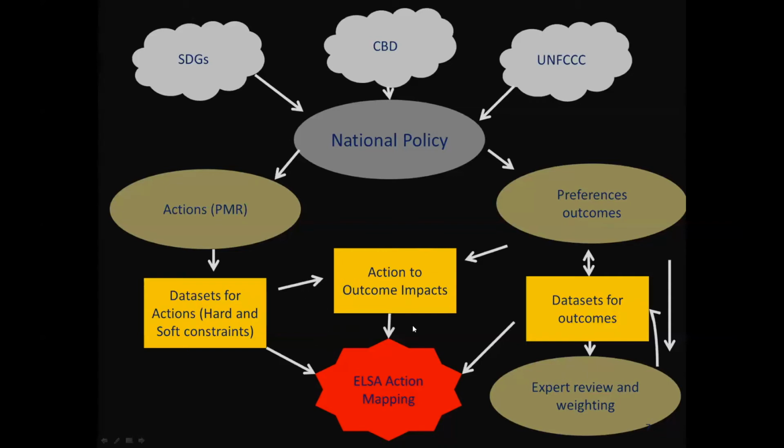And then all of these different things, the actions, where they can occur, what they do for preferred outcomes, and how those outcomes vary across space. All those come together into the ELSA action mapping tool. And I think at this point, I don't believe I have more to present. At this point, I can move to a demonstration of the online tool.